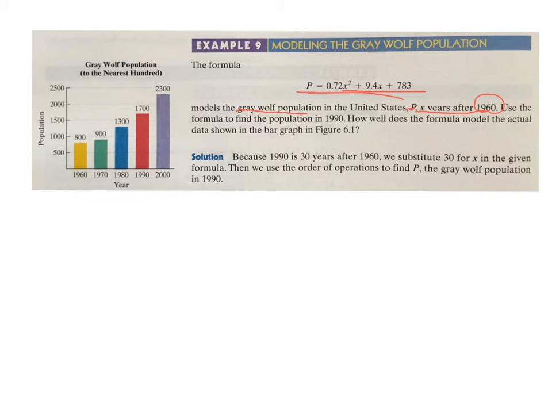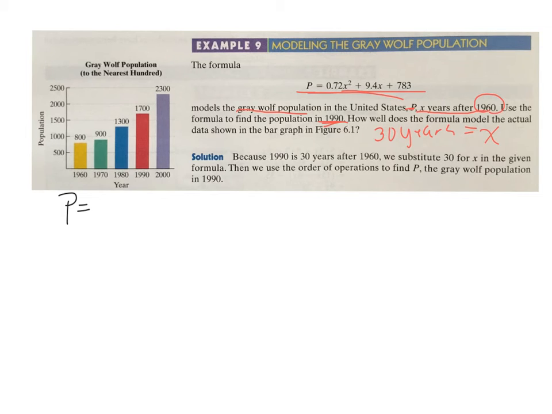It says use the formula to find the population in 1990. Well, if I'm looking for the population in 1990, 1990 is 30 years after 1960. So 30 is what's going to be X. So how well does the formula model the actual data shown in the bar graph in figure 6.1? So what we're going to do here, it says use the formula to find the population in 1990. So I'm going to just write down the formula.